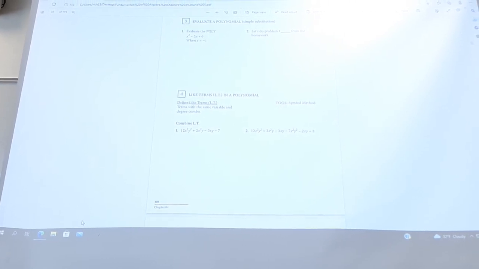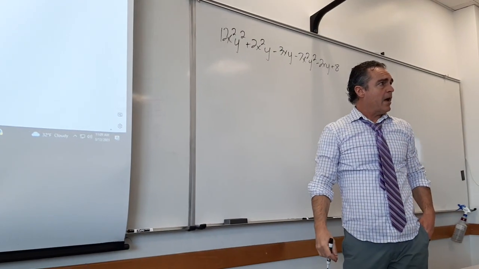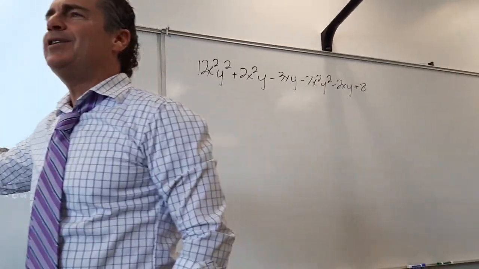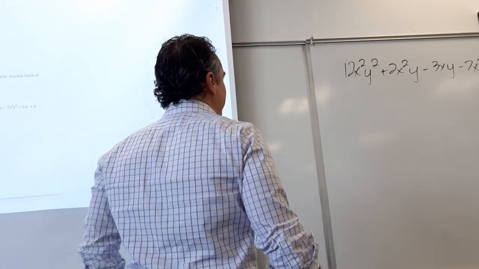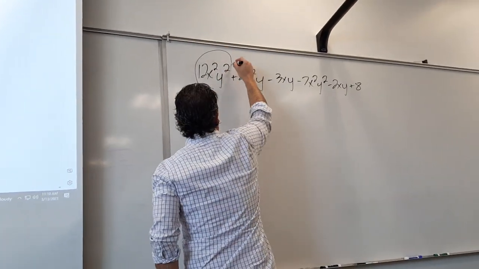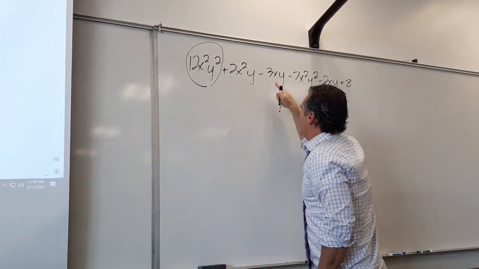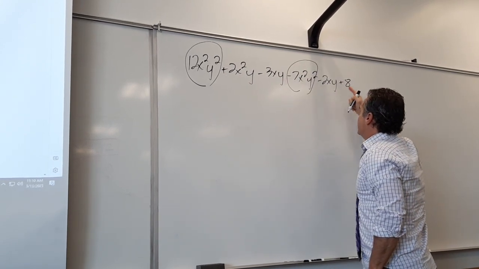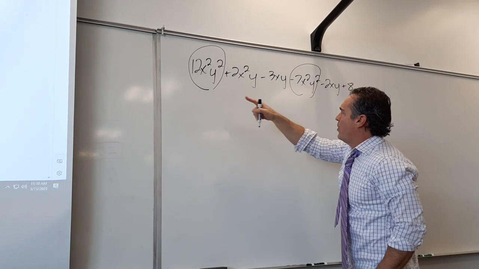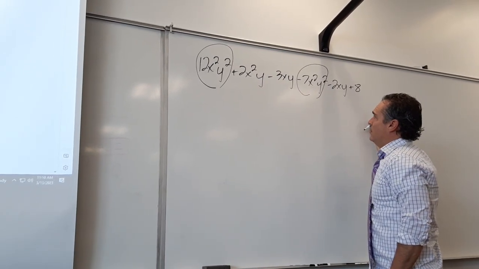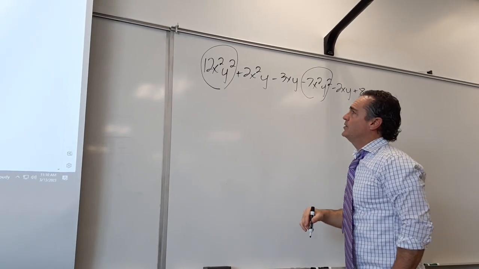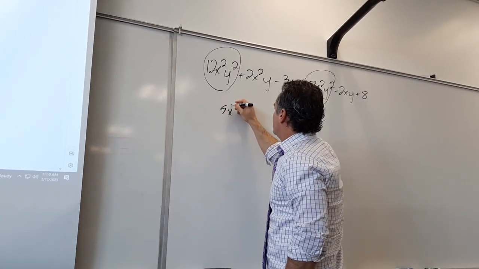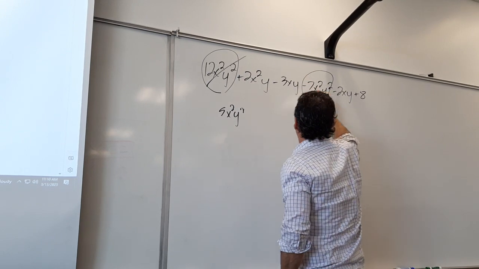All eyes up here, please. Let's do this rapid. Is there anything new going on here? Do we know how to do this? Yes, we do. Look up here. I got an x squared y squared. Is this an x squared y squared? No. Is this? Yes. How many terms in this total polynomial right now? There are 6. Let's see what we can do with this. 12 and negative 7 make what? 5x squared y squared. Cross them out so we don't look at them anymore.